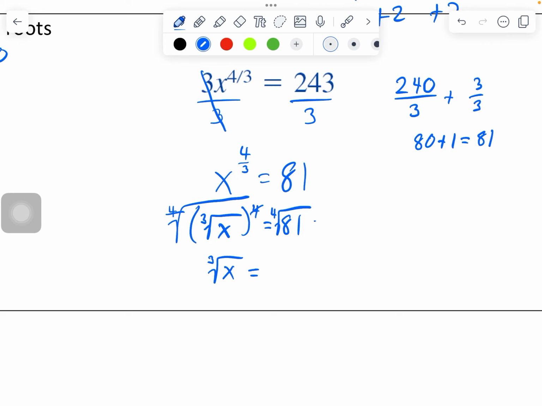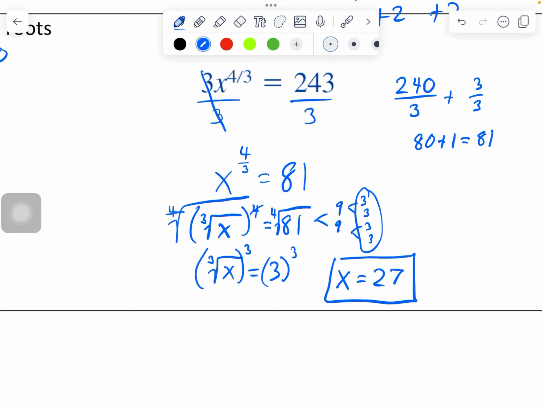And then the fourth root of 81, well, we just saw this, but 9 and 9 would break up into 3 and 3, 3 and 3, so it's a perfect group of 3's. And then to undo a cubed root, we would take it to the third power, make it bigger, and we'd get x equal to 27.